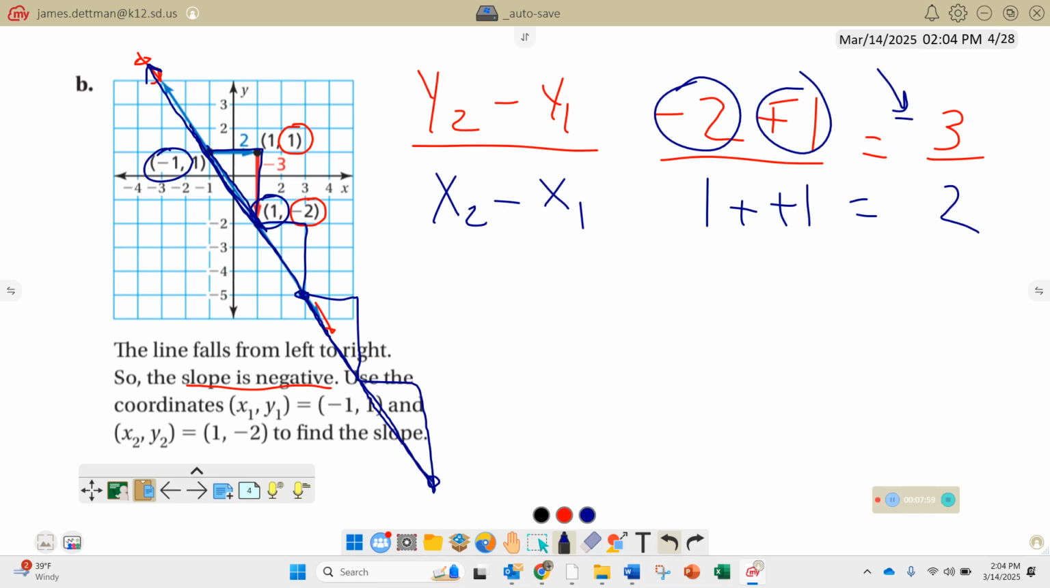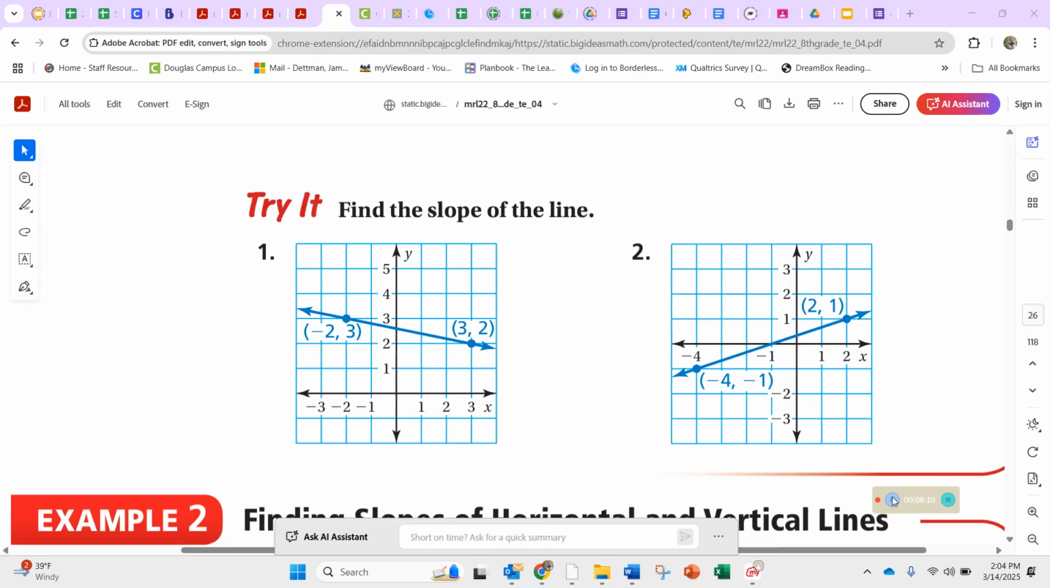Okay, so now, as you finish copying that, you might need to pause it. But if you're all done copying that, all right, I'm going to have you do the try it for number 1 and number 2. So I want you to do both try its. And you don't need to graph them. You can just kind of count with your fingers from the screen. If you want to graph it, you can. That's fine. I'm just going to give you the answer for number 1 so you have it.